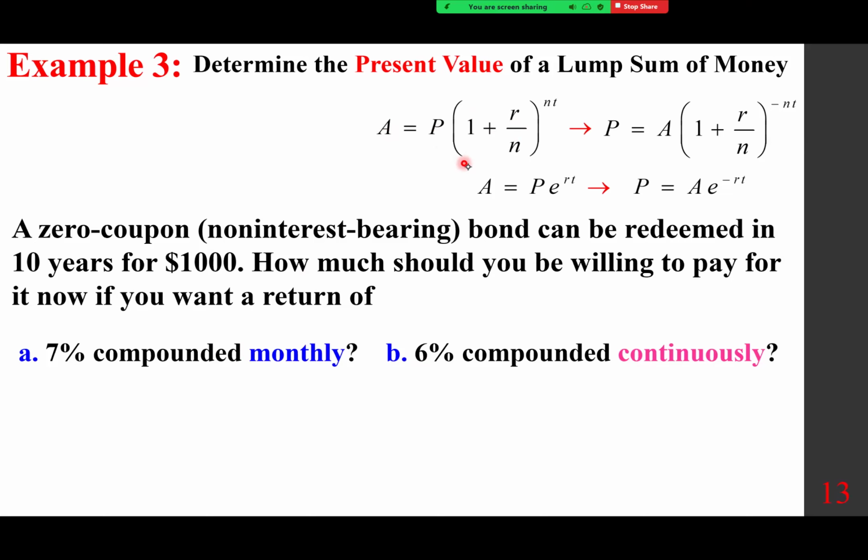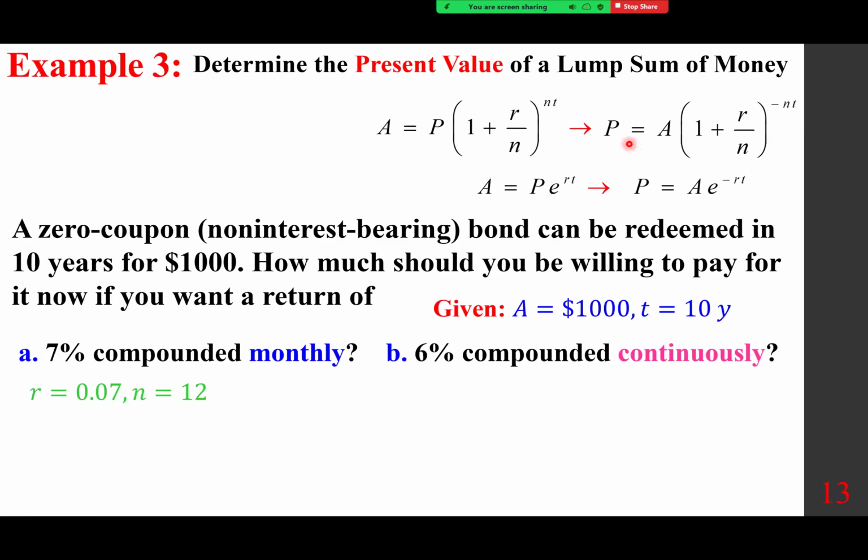Please understand what's going on here, okay? R is 0.07, N is 12. A is $1,000, 10 years, okay? That's the given from here. That's the amount we want. And in this case, R is 0.07, N is 12. If you put that into this, you have to find P, or just put it into this one, makes no difference. But this in one shot gives you the answer.